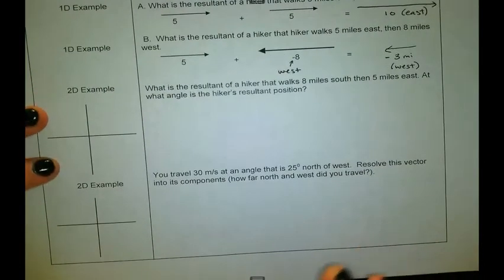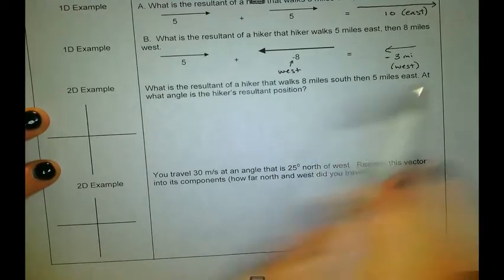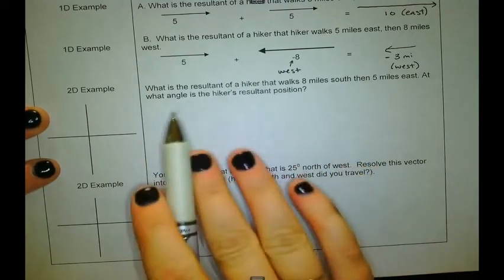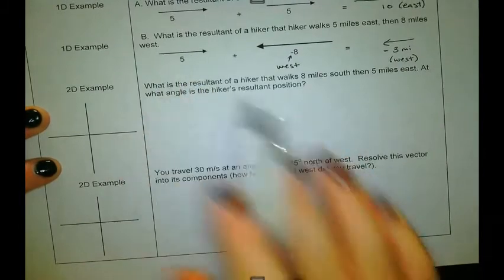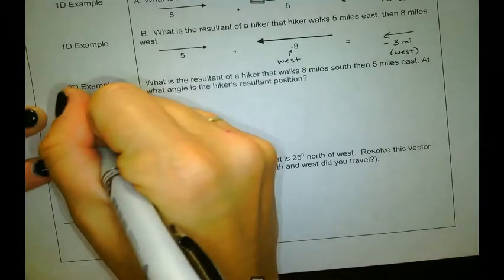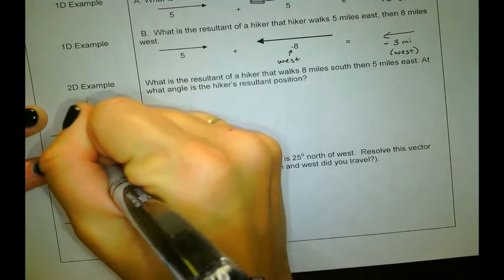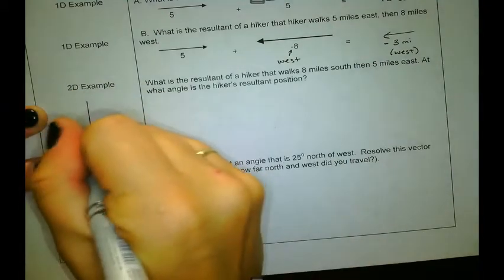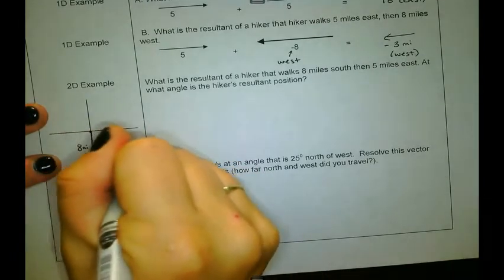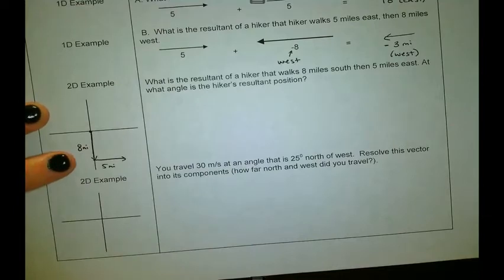Two-dimensional. What is the resultant of a hiker that walks 8 miles south, then 5 miles east? At what angle is the hiker's resultant position? So putting in that trig we just practiced plus everything else. I'm going to draw in this little crosshair over here. I start in the center, go 8 miles south. Then I'm going to go 5 miles east.